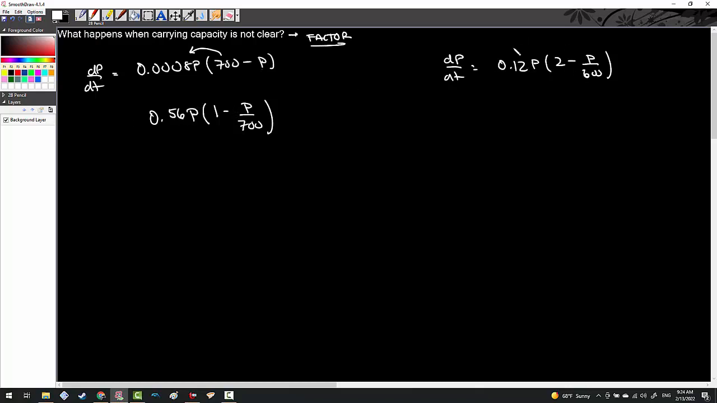So again, factor out a 2 in this case. So that means that dp over dt, if I factor out a 2, that's going to be 0.24p, parentheses, 1 minus p over 1200. And again, with this population model, now we've got a 1200 carrying capacity, and that's a lot more clear. So that is logistic growth.